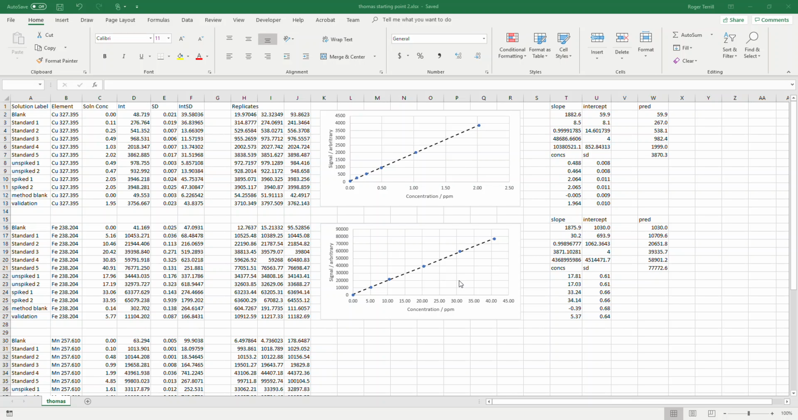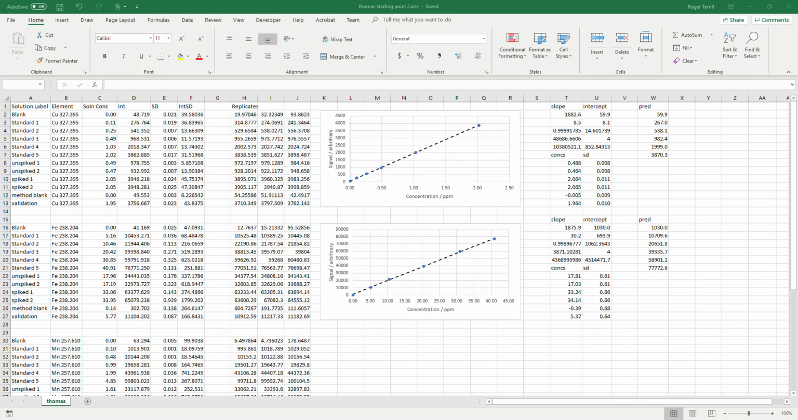Okay, guys, so this is where we left off last time with the Excel report. We took the data from the ICP, which included standards and then unspiked, spiked, method blank, and validation. We plotted them, we regressed them, we got a slope and intercept. We computed the concentration and standard deviation of each of the predicted Y values there.